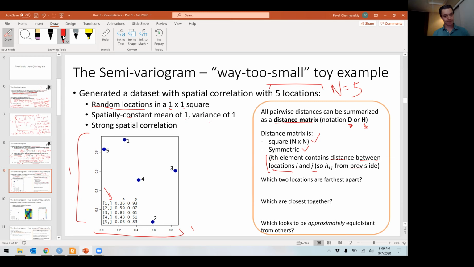So let's practice our intuition. Which two locations are farthest apart? Don't think about it too much, right? Which locations are farthest apart? Well, it's clearly one and two. They're farthest apart. And we'll see how that's reflected in the distance matrix. Which are closest together? It's pretty close, but one and five are closest together.